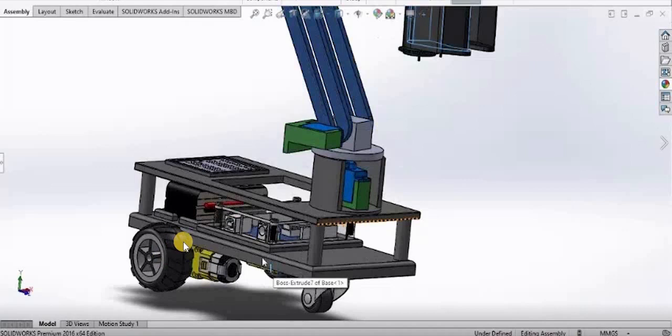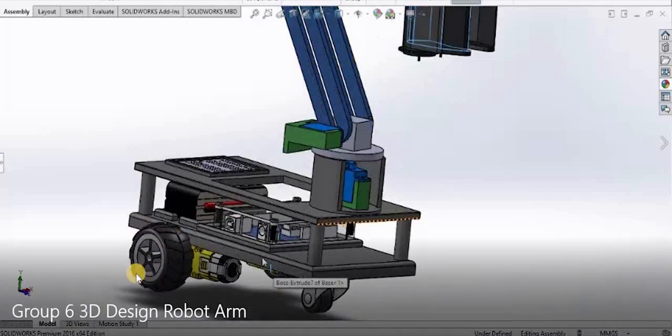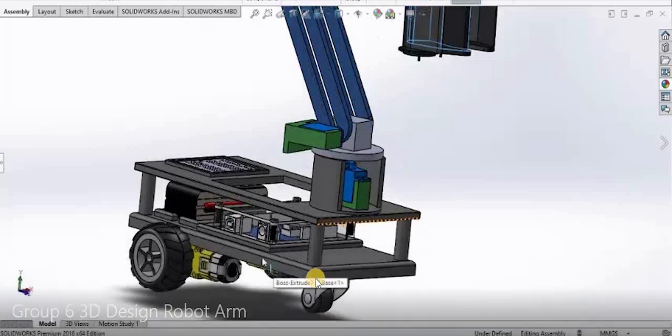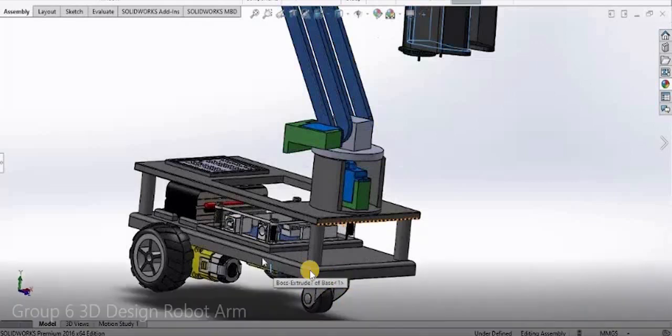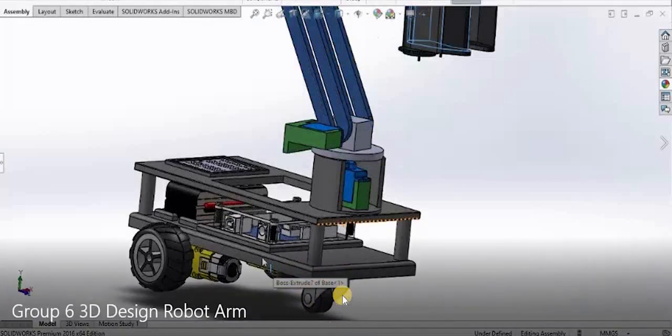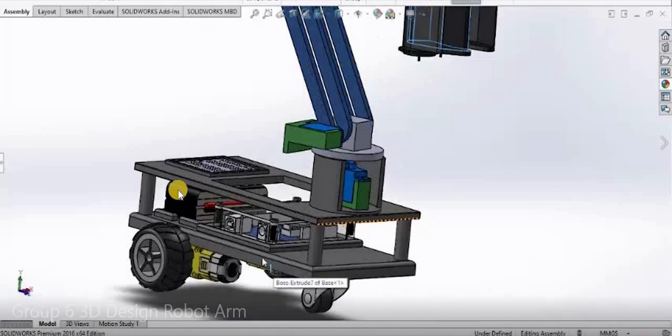And then this DC motor also can rotate in either direction, which can make the robot arm move forward or backwards. The next component is the caster wheel at the front. The main purpose of this caster wheel is to support the load at the front of the structure. It also can rotate freely 360 degrees in any direction, so that it can follow the moving direction of the rear wheels.